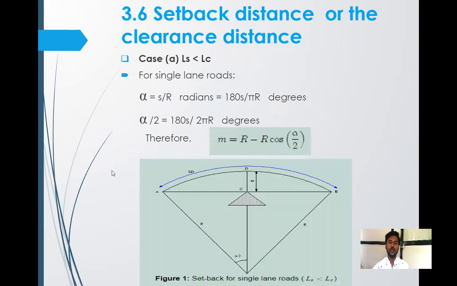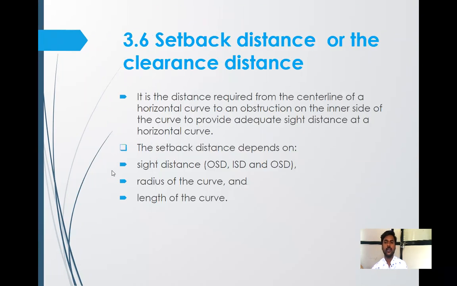Then the next important point is the setback distance or the clearance distance. So what is meant by setback distance? It is the distance required from the center line of the horizontal curve to the obstruction on the inner side of the curve to provide the adequate sight distance at the horizontal curve.